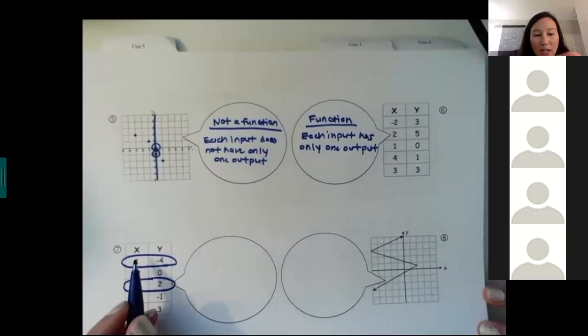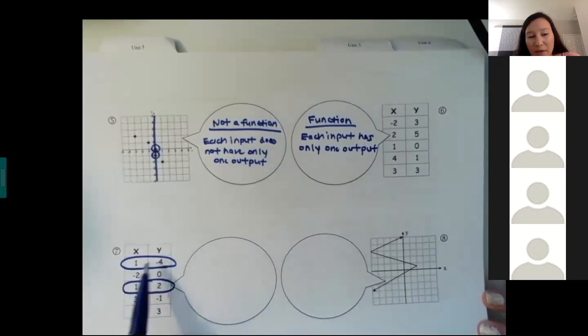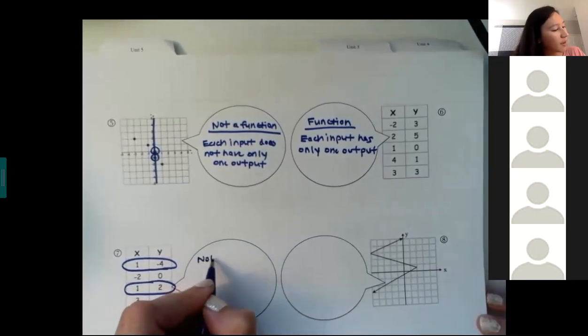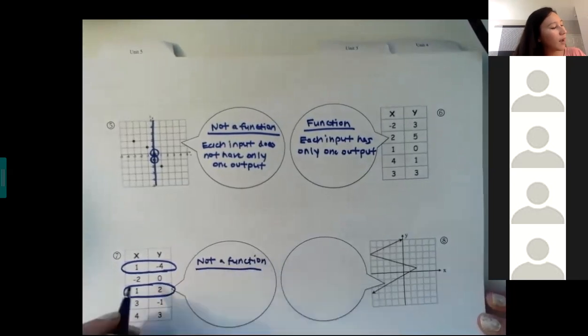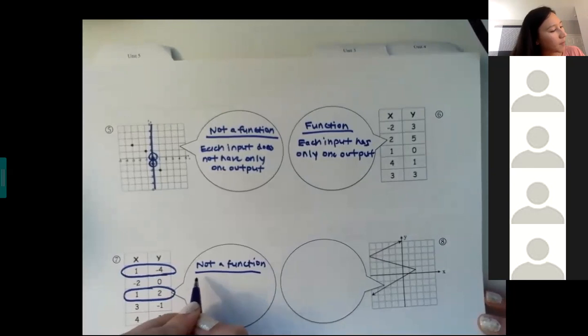What else about that? So when x was 1, we had 2 different outputs, right? So if it was 1, -4, and then 1, -4, it would be a function as long as the outputs were the same, but in this case, it was different. So very good, you're right, it's not a function. And you're right, because the x repeated, but they had different outputs. So not a function.